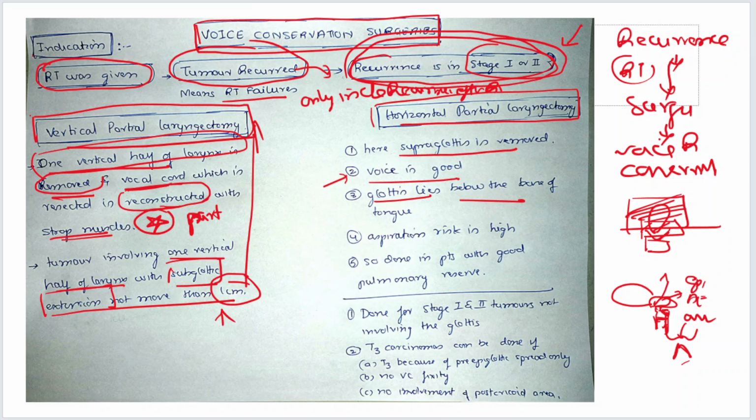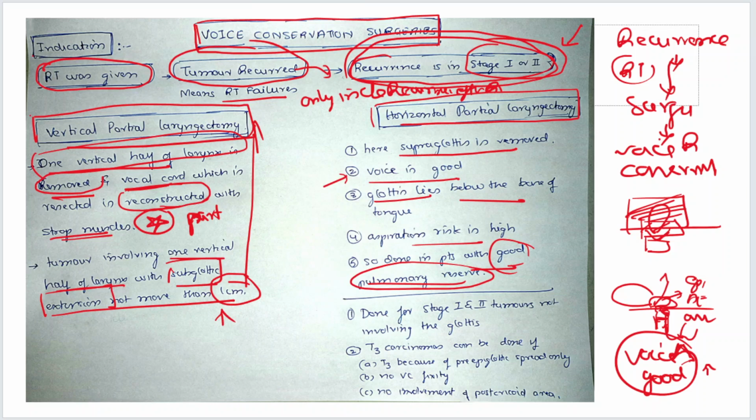But because this patient has now lost the upper half of the larynx, the supraglottis, there is a high chance of aspiration for these patients. The voice is good because you are not touching the vocal cords, but there is a greater chance of aspiration, and you do it only in patients with good pulmonary reserve. Now, what about patients who are smokers for 30-40 years? Very few patients will have good pulmonary reserve. If the patient has COPD, the chance is less, but there may be some patients who are non-smokers, or because of something they got carcinoma of the supraglottis, and it is in stage 1 and stage 2.